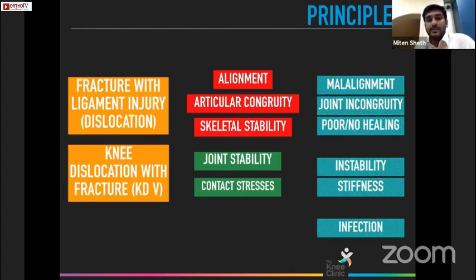So the principles are, if you're seeing the patient early, then just focus on these 5. If you're seeing the patient late, you still focus on these 5. Alignment, most important. Next comes congruity. Then you see if the patient's coming to you at 3 months with pain, then it's not the meniscus that's giving the patient pain, it's delayed union or poor union. If you have union, then you think about the meniscus.